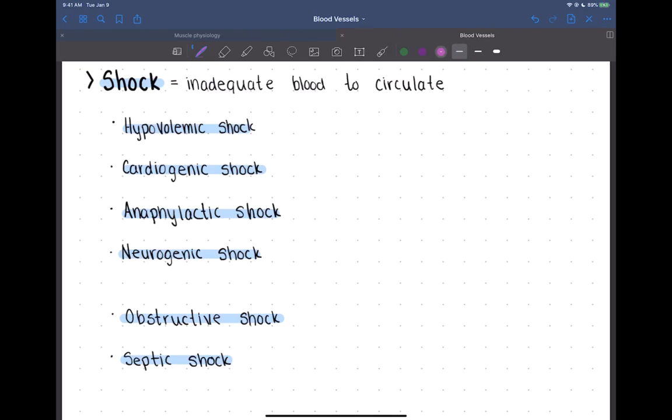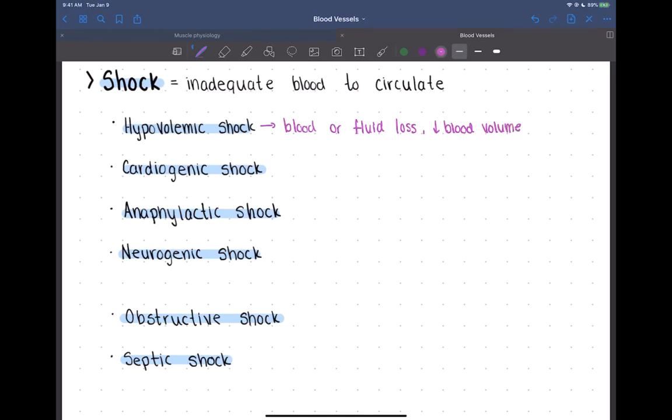Okay, so let's talk about our first type. That's going to be hypovolemic shock. This would be from blood or fluid loss. So there's a dramatic decrease in blood volume with hypovolemic, right? Volemic meaning volume, shock.